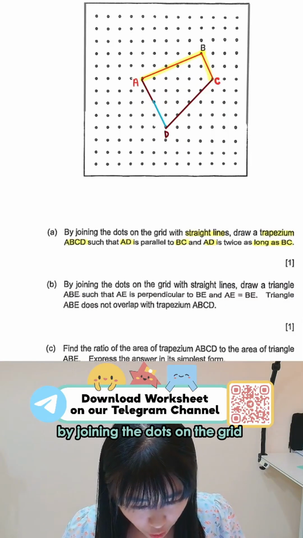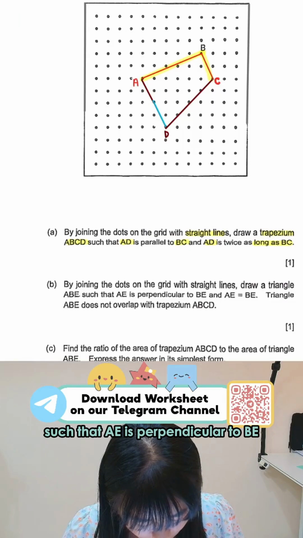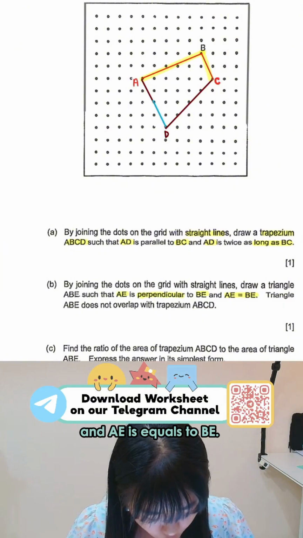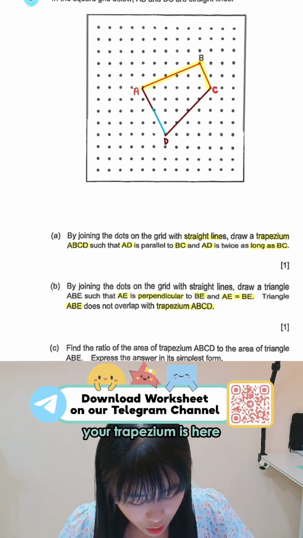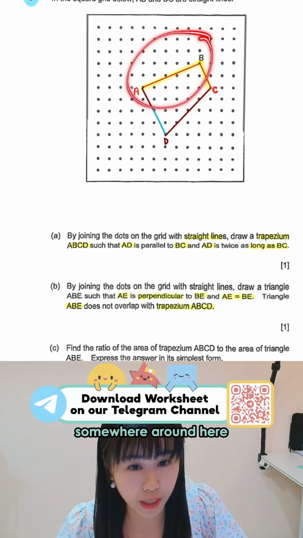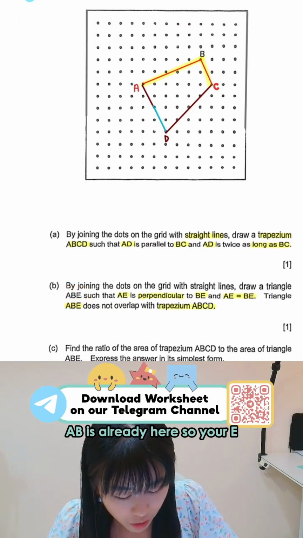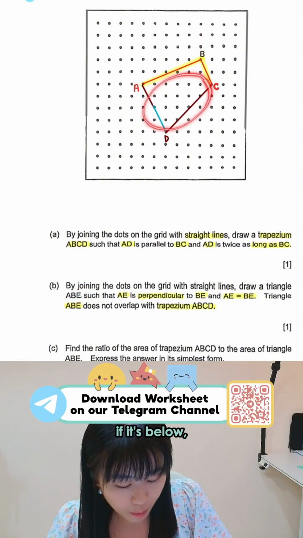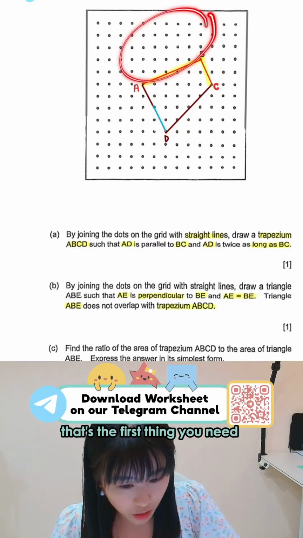Part B. By joining the dots on the grid with straight lines, draw a triangle ABE such that AE is perpendicular to BE and AE is equal to BE. Triangle ABE does not overlap with the trapezium. Alright, so look at this. Your trapezium is here, right? If it cannot overlap, that means it must be somewhere around here. Because your triangle is ABE, AB is already here. So your E must be somewhere on top. It cannot be below, because if it's below, then it will overlap with the trapezium. So it must be somewhere on top. That's the first thing you need to bear in mind.